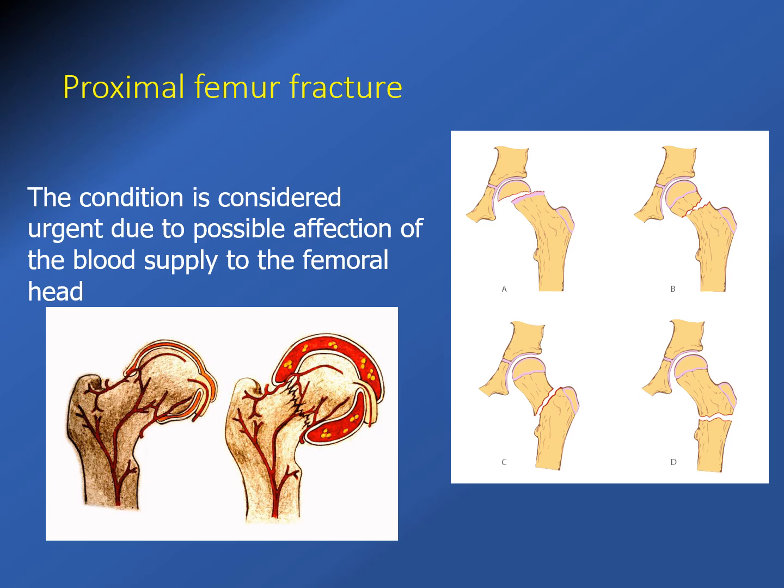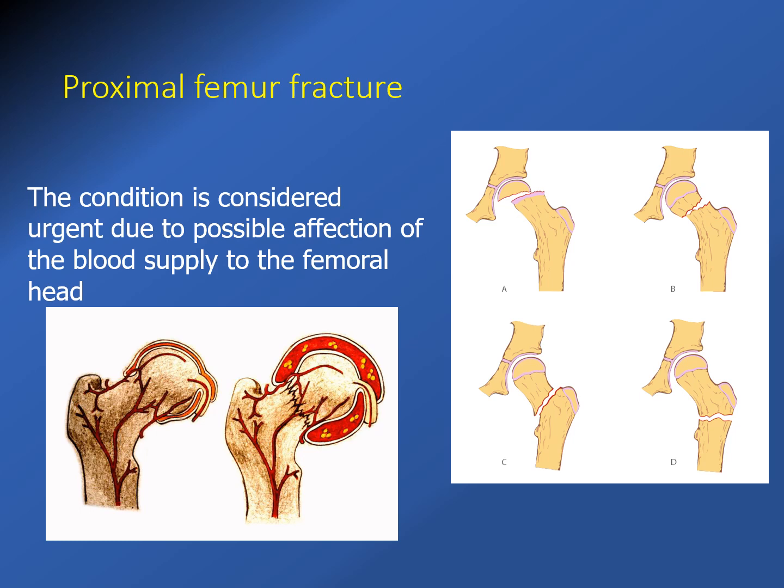However, it is an important fracture because it is considered an urgent fracture because it can affect the blood supply going to the proximal femur. If you see here, the blood supply comes from the base of the neck and goes up, as you can see in this picture here. So when you get a fracture of the proximal femur, it can affect the blood supply going to this area.